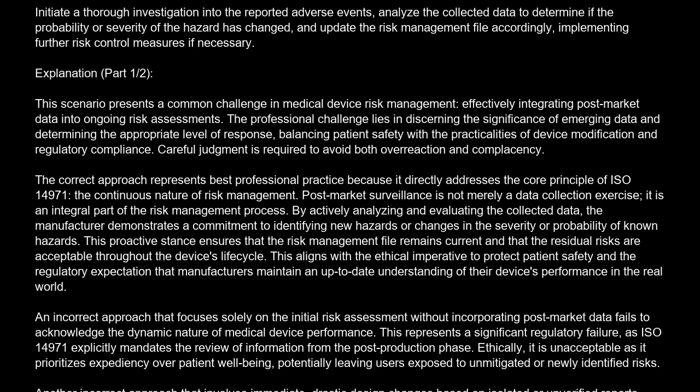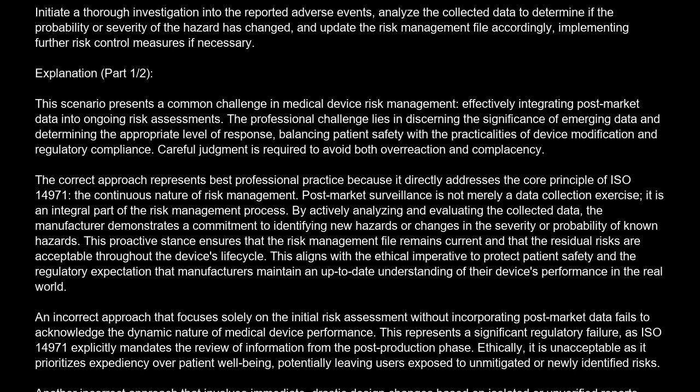The correct answer is B. Initiate a thorough investigation into the reported adverse events. Analyze the collected data to determine if the probability or severity of the hazard has changed, and update the risk management file accordingly, implementing further risk control measures if necessary. Explanation. This scenario presents a common challenge in medical device risk management, effectively integrating post-market data into ongoing risk assessments. The professional challenge lies in discerning the significance of emerging data and determining the appropriate level of response, balancing patient safety with the practicalities of device modification and regulatory compliance. Careful judgment is required to avoid both overreaction and complacency.